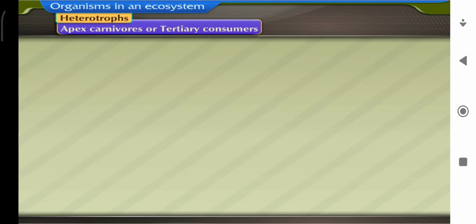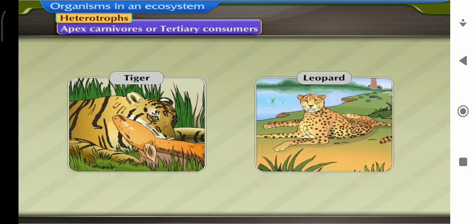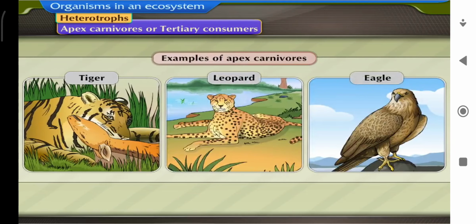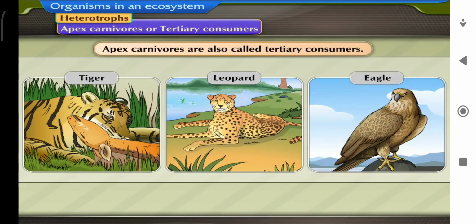Apex carnivores or tertiary consumers. The final feeders that no one directly eats are called the top or the apex carnivores. Tiger, leopard, and eagle are the examples of apex carnivores. Apex carnivores are also called tertiary consumers.